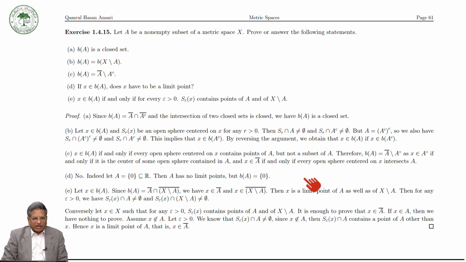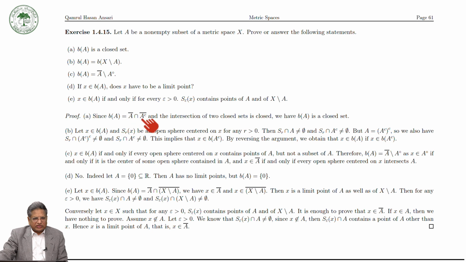Now here are several other exercises. The first exercise: again, let A be a non-empty subset of a metric space X, then prove or give the answer to the following statement: the boundary of A is a closed set. So how will we prove that the boundary of A is a closed set? We know that the boundary of A is equal to the closure of A intersection the closure of the complement of A. Both sets are closed sets, and the intersection of two closed sets is closed.